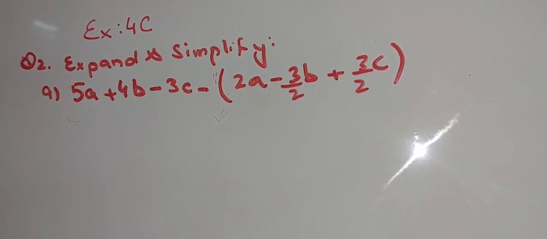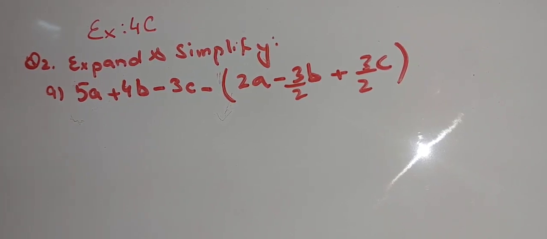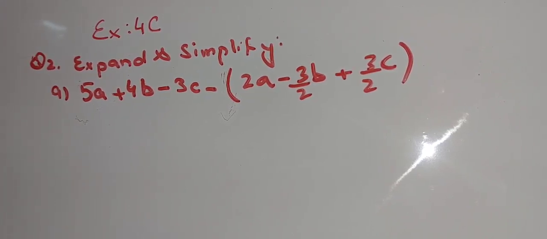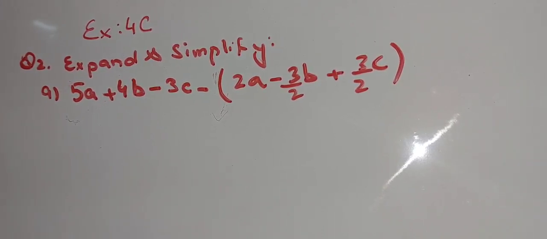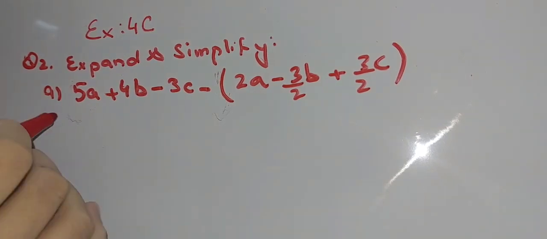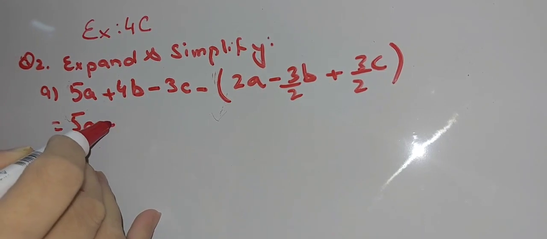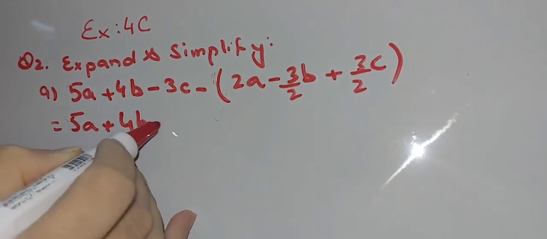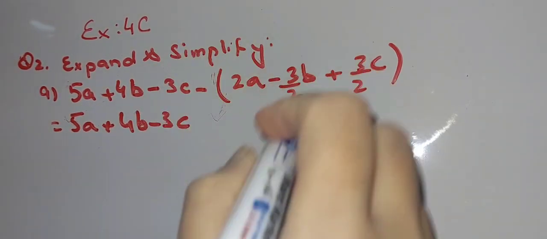Expand and simplify. Part A is 5a plus 4b minus 3c minus bracket 2a minus 3b upon 2 plus 3 upon 2c, bracket close. First of all, what we have to do, we have to open the bracket. Let's start our solution. We will write 5a as it is plus 4b minus 3c. Now we have to multiply this minus inside the bracket.